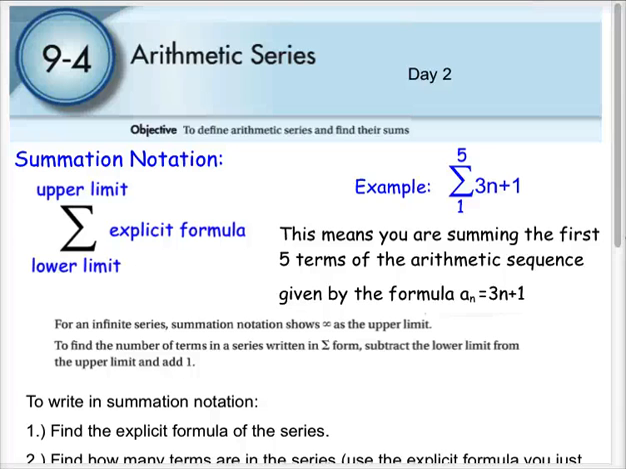Thank you for joining me, class, for the second piece of our arithmetic series notes. So today we're going to start covering something called summation notation.